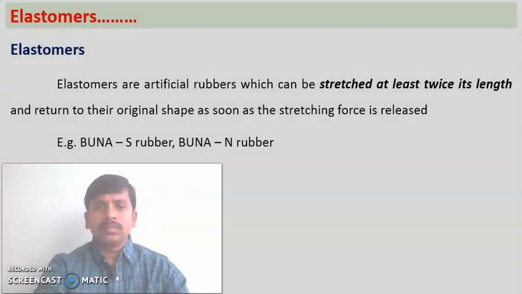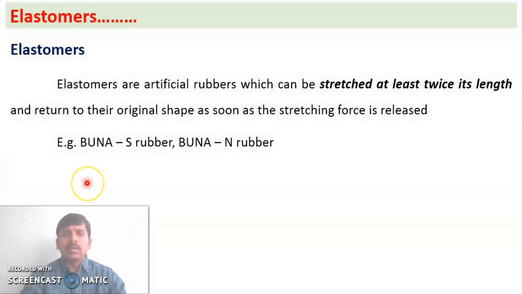Welcome to the session. Today in this video I am going to talk about elastomers, Buna S rubber and Buna N rubber. Elastomers are artificial rubbers. We have two types of rubbers, natural rubbers and artificial rubbers. Artificial rubbers are synthetic rubbers, man-made rubbers.